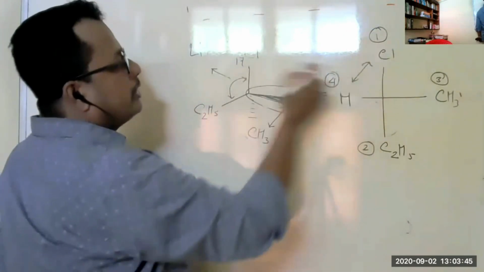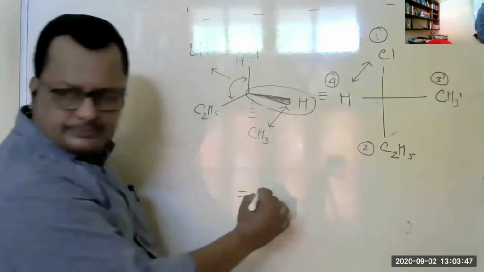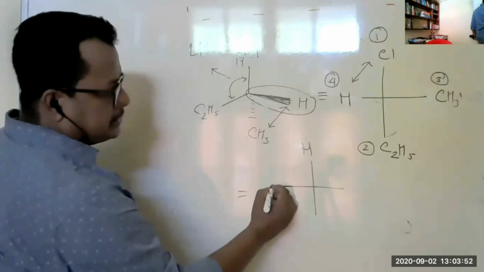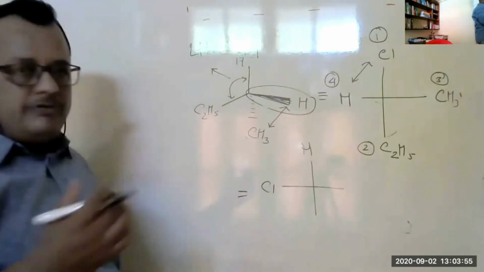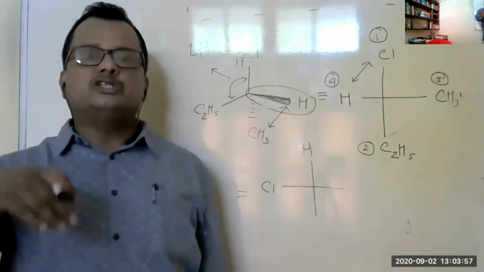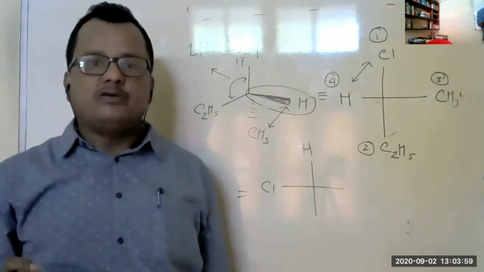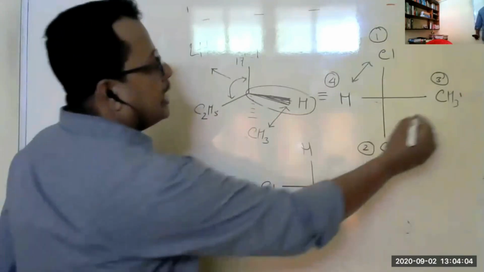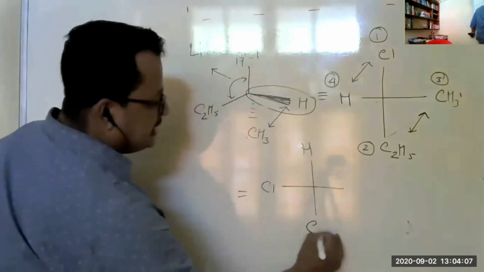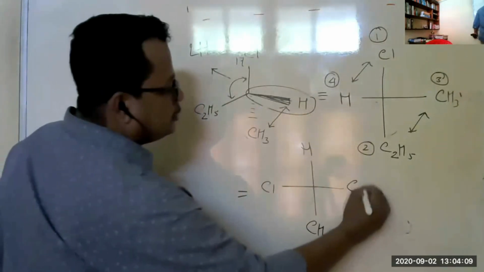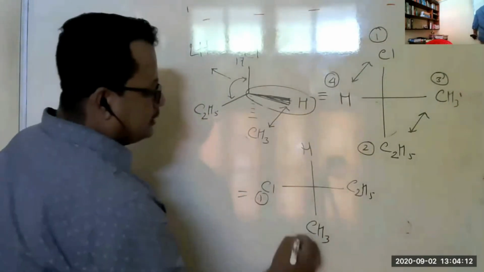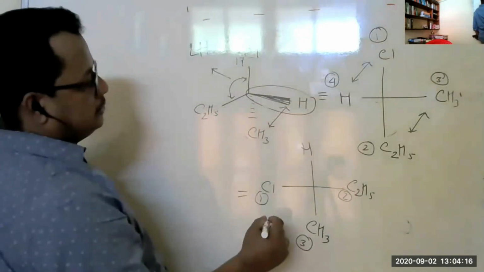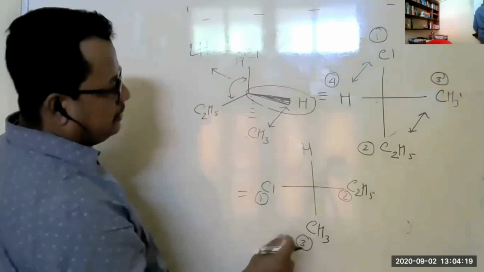I will replace it with chlorine. Then what we will get? You get hydrogen here. You get chlorine here. And if you do one interchange, then the configuration will be opposite. So to keep the configuration intact, I have to interchange another pair. I interchange this pair. Then CH3 comes here and C2H5 goes there. So 1, 2, 3. It is 1, 2, 3.